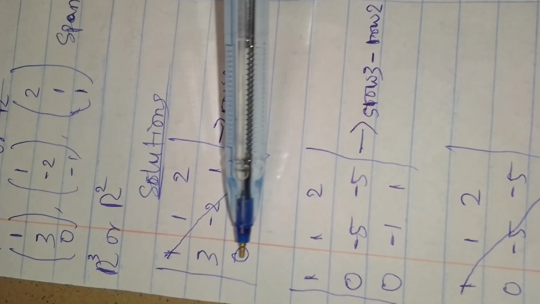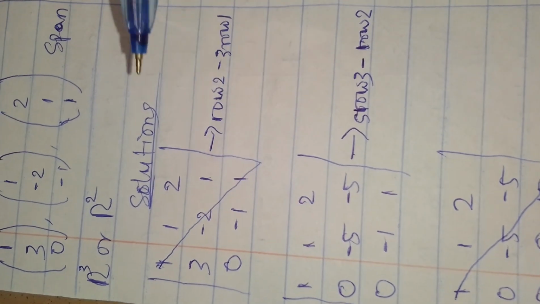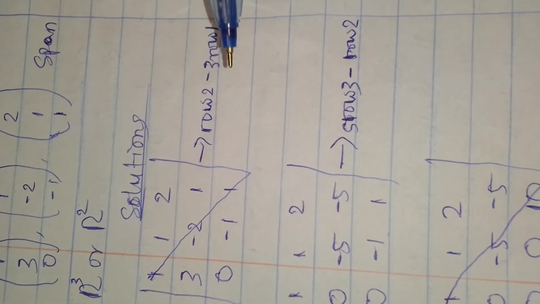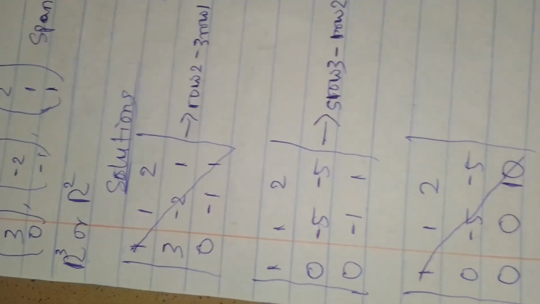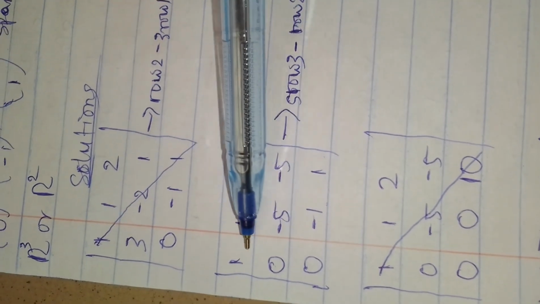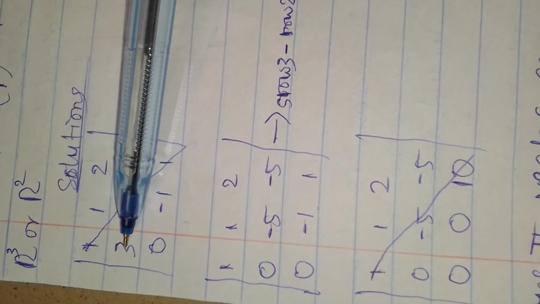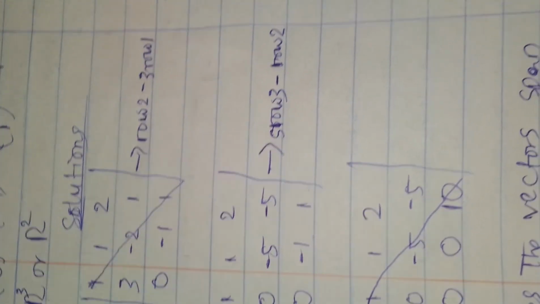So any number below this becomes what? I have to make it 0. So I have to make this 0, this 0, and this 0. So to make this 0 now, what do I do? Row 2 minus 3 row 1. Okay, that's row 2 minus 3 row 1. So I bring it down 1 1 2. Now I have to make this 0, right?